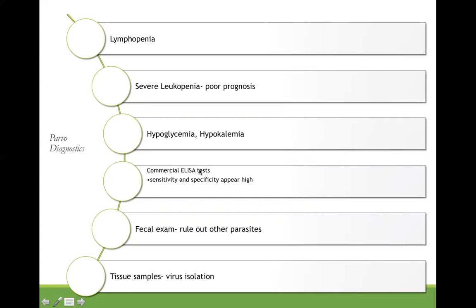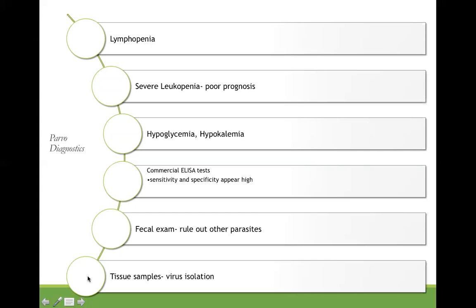The ELISA test, the SNAP parvo test, is the most common. You can do a fecal exam to rule out other parasites, since they could have both parvo and parasites, or you can isolate the virus via a tissue sample.